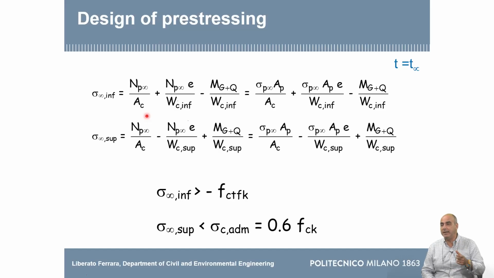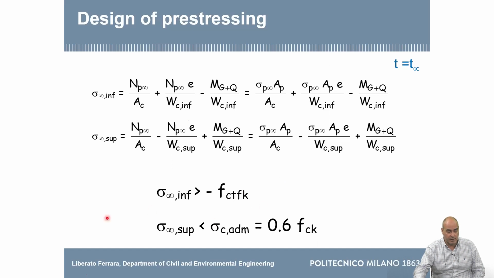Now we have to set the limits. We set conceptually similar limits. Simply, the compressive will be on the top, but this time we accept 0.6 FCK because we are in the long term. And this is the flexural tensile strength at the bottom.